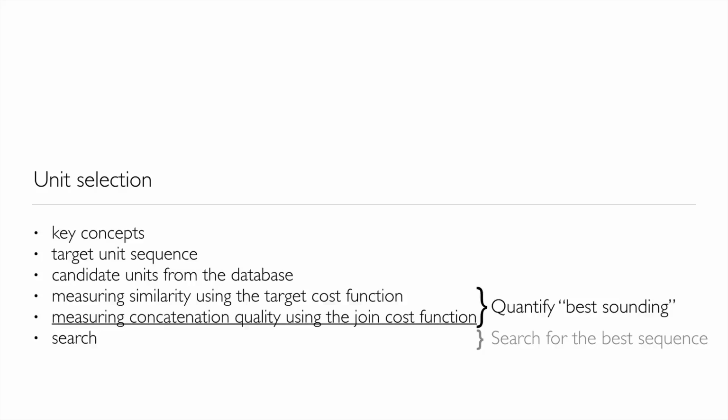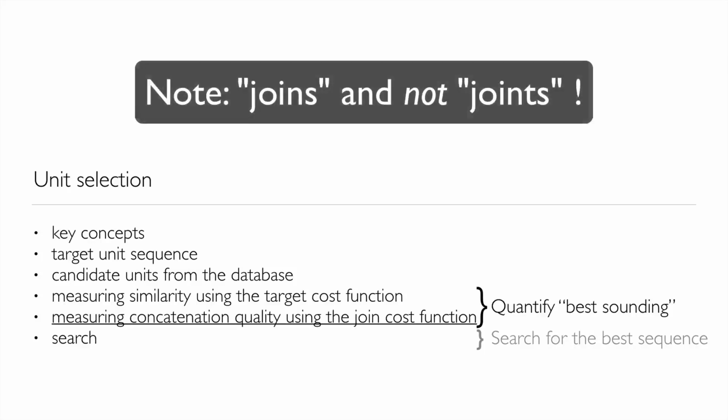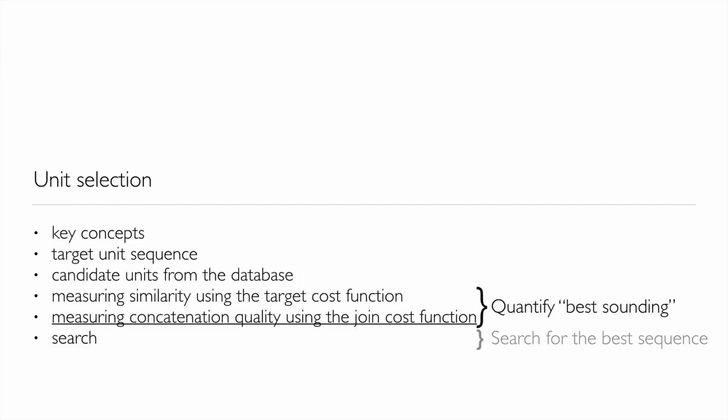Now, measuring similarity between an individual candidate and its target position is only part of the story, because what are we going to do with those candidates after we've selected them? We're going to concatenate their waveforms. I'm going to play that back and hope a listener doesn't notice that we've made a new utterance by concatenating fragments of other utterances. The most perceptible artifact we get in unit selection synthesis is sometimes those concatenation points, or joins. Therefore, we're going to have to quantify how good each join is and take that into account when choosing the sequence of candidates. So the second part of quantifying the best sounding candidate sequence is to measure this concatenation quality.